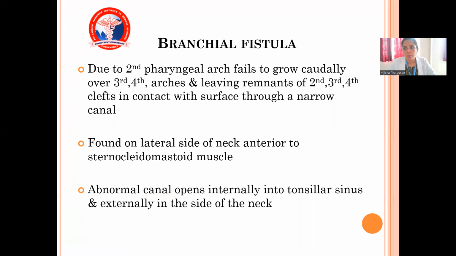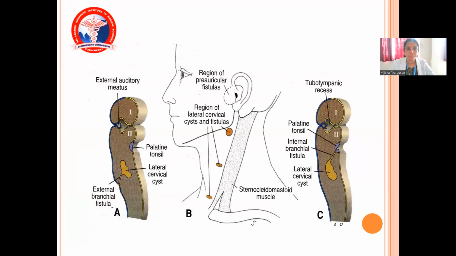So when there is a fistula, it is communicating between two cavities. One is your tonsillar sinus, the other one is externally at the side of the neck. Okay, and usually it is found on the lateral side of the neck, anterior to the anterior border of the sternocleidomastoid muscle. See here, these are the common positions of a branchial fistula or the cyst. This is the sternocleidomastoid muscle.